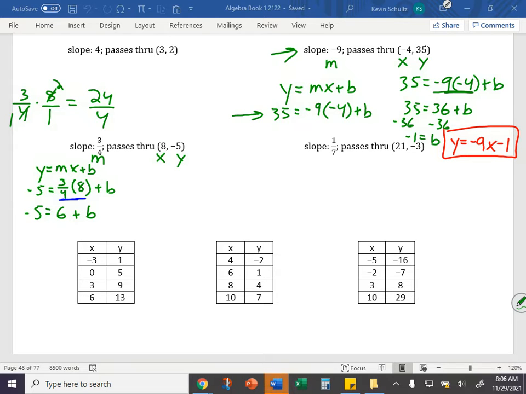Is that 6 plus b? It's 6 plus b. I try to make this curved and this straight, but I don't know. 6 plus b. Okay. Move that 6 over using opposite operations. We get a b value of negative 11. And then our final answer here: y equals our slope of 3/4 times x and our b value of negative 11.